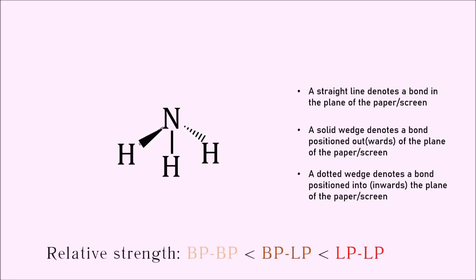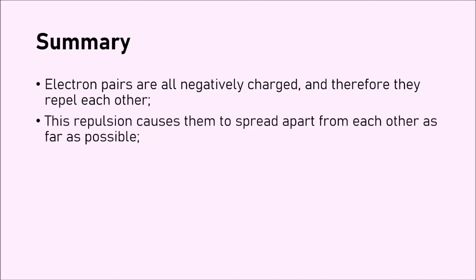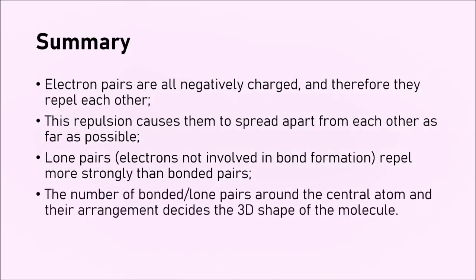So to summarize then, we all know already that electron pairs are all negatively charged, and due to this they repel each other. And this repulsion causes them to spread apart from each other as far as possible. Yes, they have the same charge, they dislike each other. They want to be away from each other as far as possible, and that's why they spread out, they distribute, and they don't want to see each other at all. Lone pairs, so those are the electrons, remember, that are not involved in bond formation, they repel more strongly than bonded pairs. So therefore the number of bonded and lone pairs around the central atom and their arrangement decides what the 3D shape of the molecule will look like.